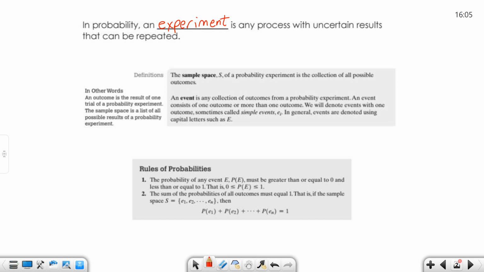Okay, so the sample space, S. Sample space is denoted by a capital S. The sample space S of a probability experiment is the collection of all possible outcomes. An event is any collection of outcomes from a probability experiment. An event consists of one outcome or more than one outcome. We will denote events with one outcome, sometimes called simple events, E sub i. In general, events are denoted by using capital letters such as E. So in other words, an outcome is the result of one trial of a probability experiment. The sample space is the list of all possible results of a probability experiment.